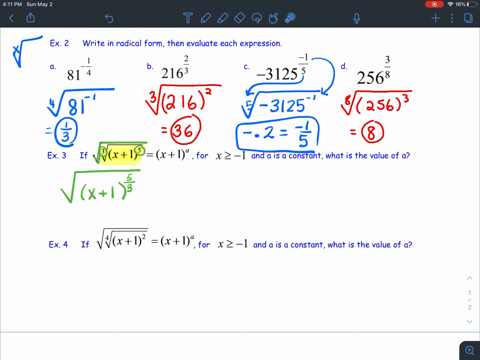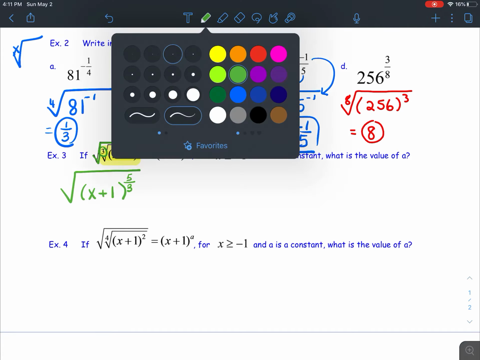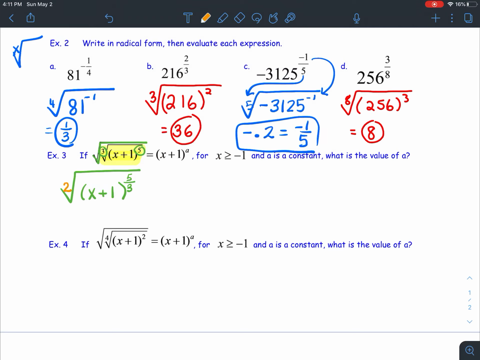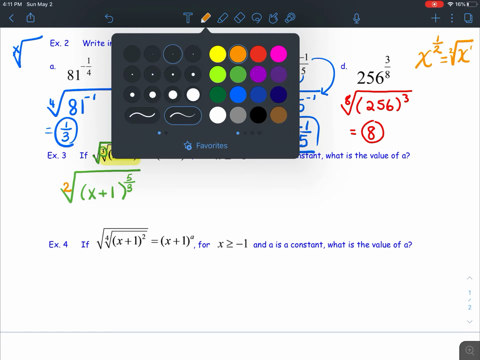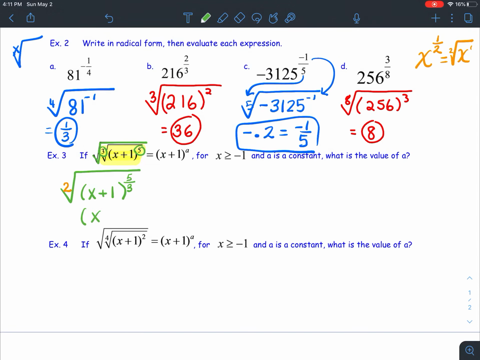Now let's take this square root symbol right here. I know that's a square root symbol because if I don't see the index, I know that has to be a 2. Anytime we take the square root of something, let me give you an example over here to the side. If I have x to the 1/2 power, I know that is the same thing as the square root of x to the first. So essentially the square root of something is the same thing as raising it to the 1/2 power. That means what we're going to do here is take this x plus 1 to the 5/3.